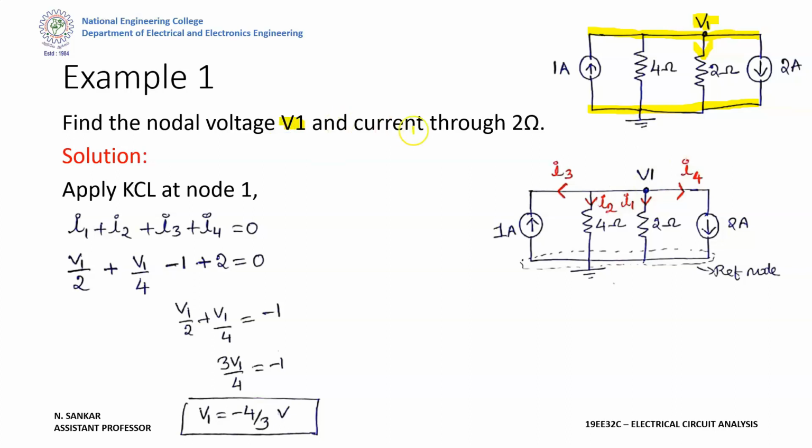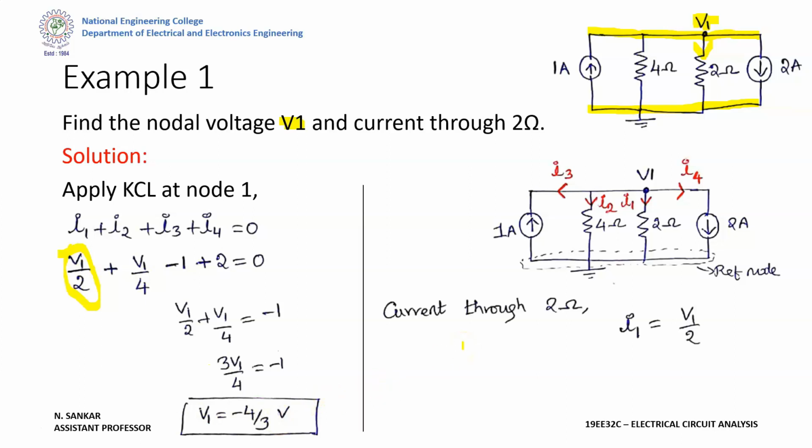So one is over. Next is the current through 2 ohm, which is nothing but I1. Here I1 is V1 by 2. V1 we have just found, right? Minus 4 by 3. Then I1 is equal to V1 by 2. Substitute the value of V1: minus 4 by 3 divided by 2, which will be equal to minus 2 by 3 ampere. So this is the answer. We have found the nodal voltage and the current through 2 ohm.